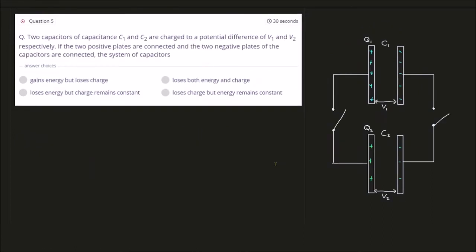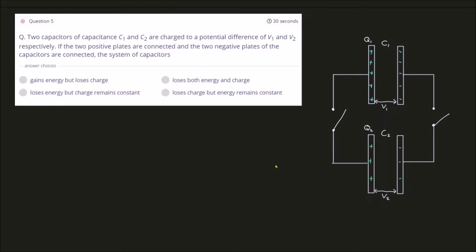Question 5. Two capacitors of capacitance C1 and C2 are charged to a potential difference of V1 and V2, respectively. If the two positive plates are connected and the two negative plates of the capacitors are connected, the system of capacitors... So you have capacitor 1 and capacitor 2, and both of them are charged to a potential difference of V1 and V2 respectively. So you connect the two positive plates with a wire, then you connect the two negative plates with another wire. So probably something like what I draw right now.